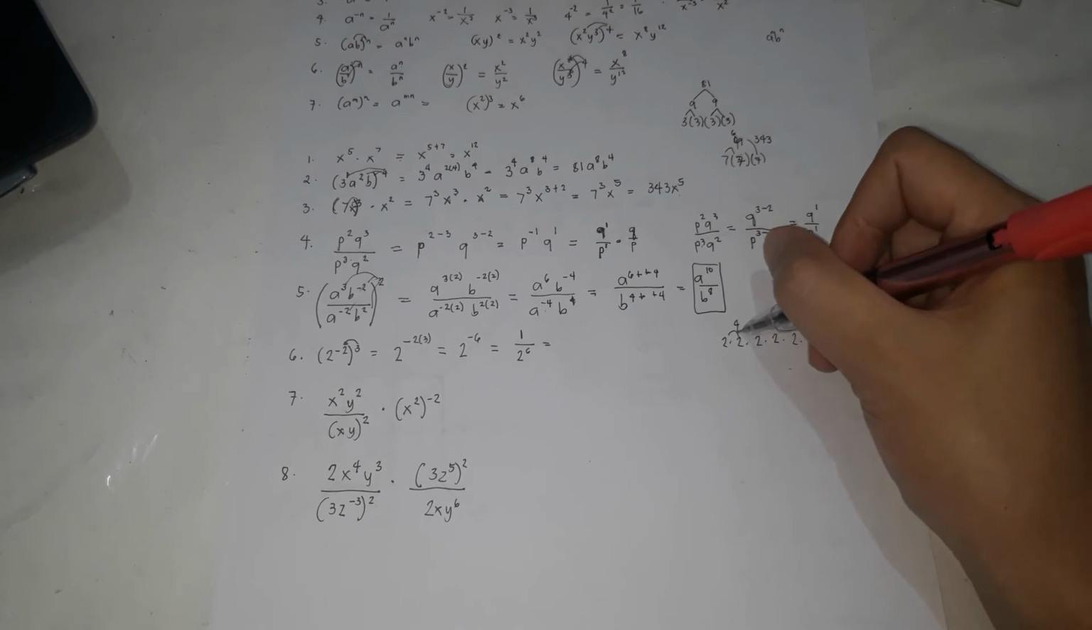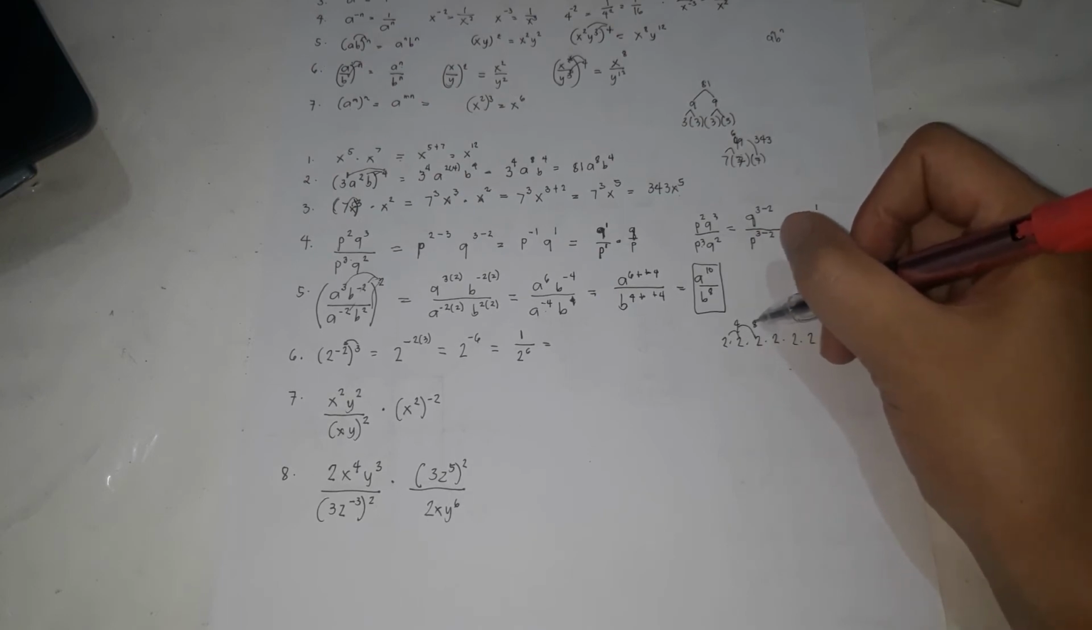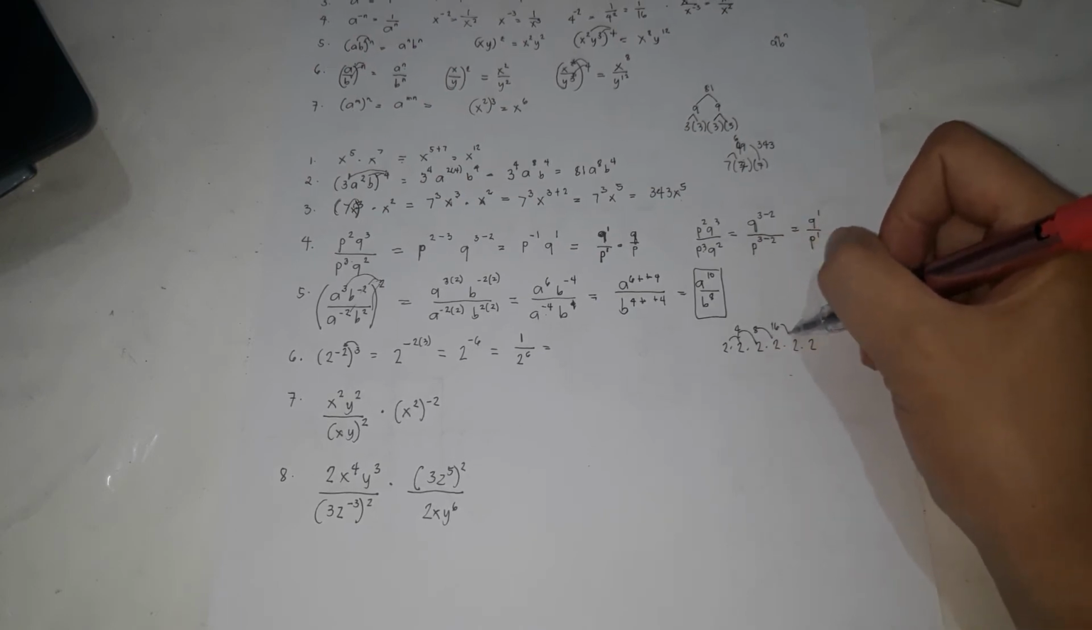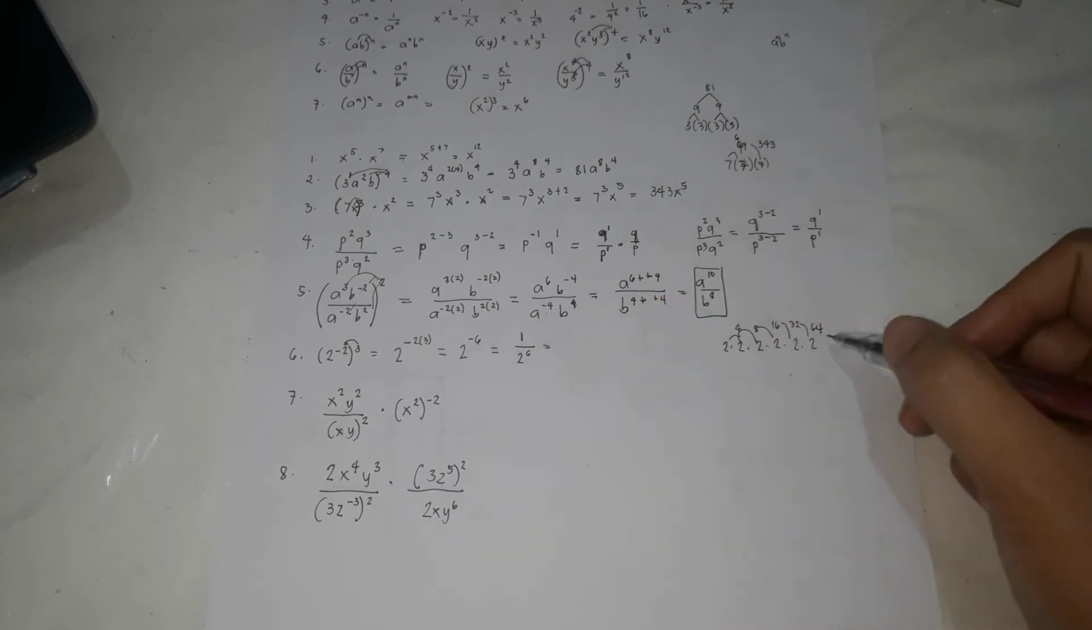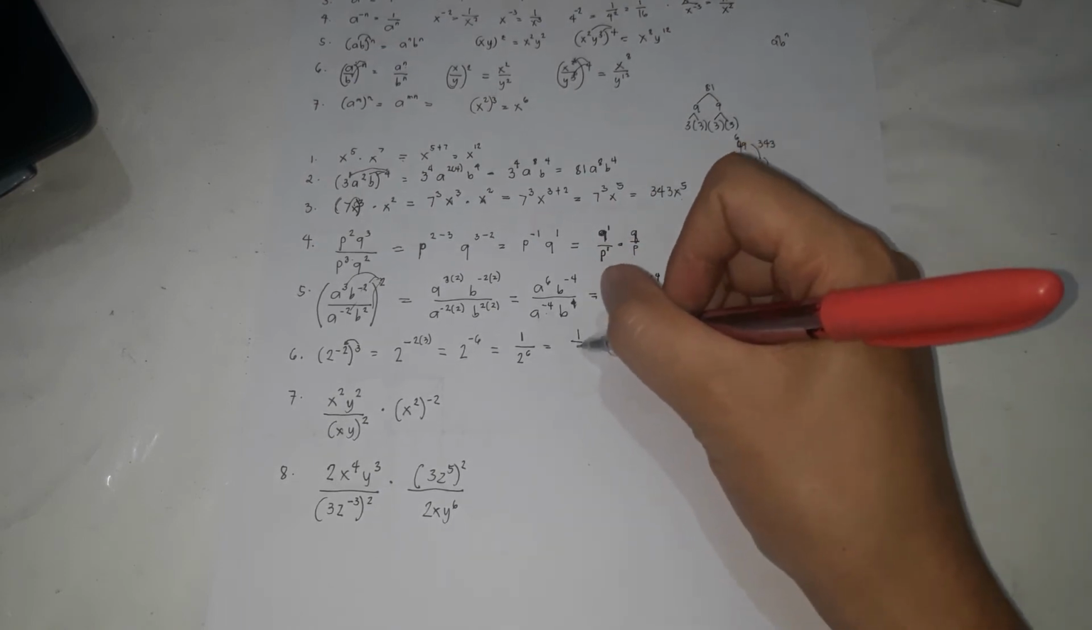2 times 2, 4. 4 times 2, 8. 8 times 2, 16. 16 times 2, 32. 32 times 2 is 64. So, 2 to the 6 is equal to 64. So, 1 over 64. So, that's the answer.